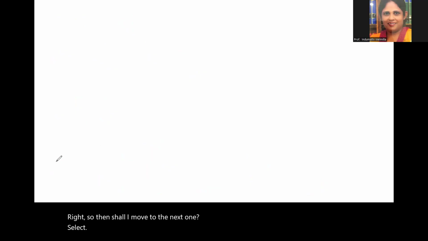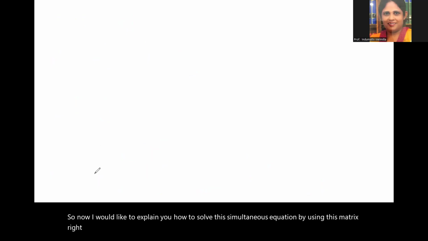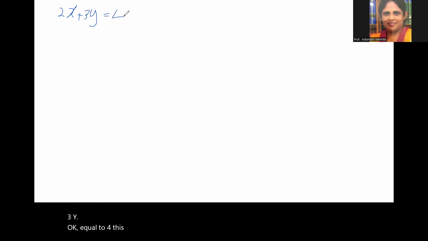Okay, so next one. Now I would like to explain how to solve simultaneous equations by using this matrix. So, shall we take one example question, two equations: 2x plus 3y equal to 4. This is equation 1.